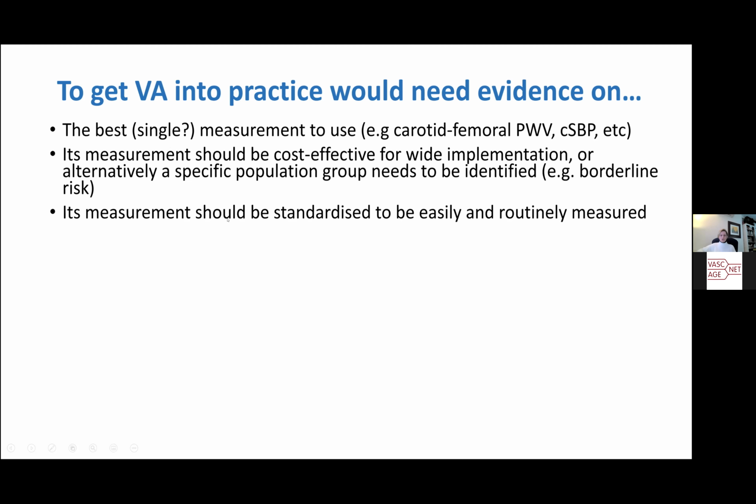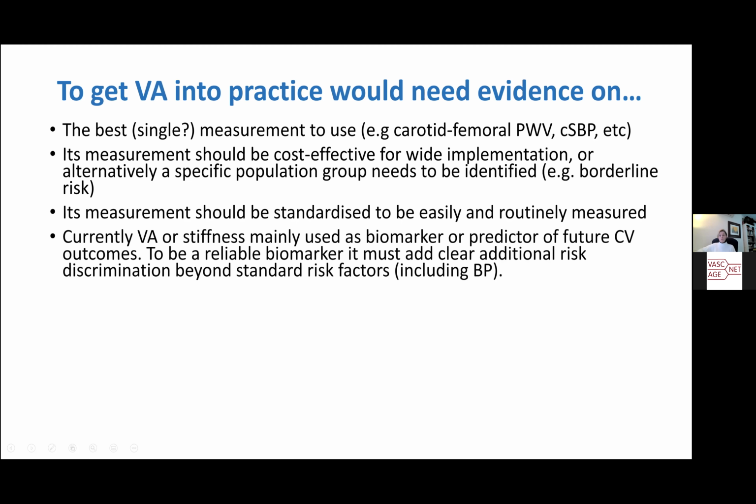Its measurement, it actually links better with the first bullet point. The measurement should be standardized to be easily and routinely measured. I think ideally that is something that should be aimed for. And I think it's possible with the technology we have today.